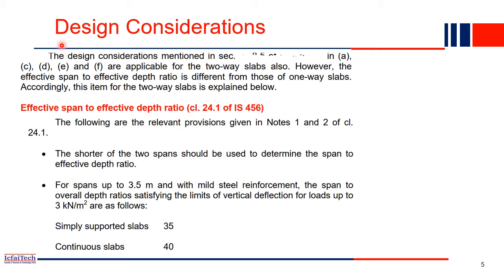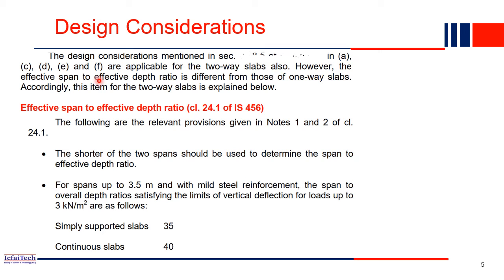Now let's see the design considerations. The design considerations will be the same as the initial six considerations. If you recall, in the one-way slab we discussed six design considerations in the last lecture. Here in the two-way slab also, all six design considerations A to F are applicable, except B. The second consideration has small changes in the two-way slab. So B is different, and the remaining C, D, E, F are the same. That's why I have explained only B here.